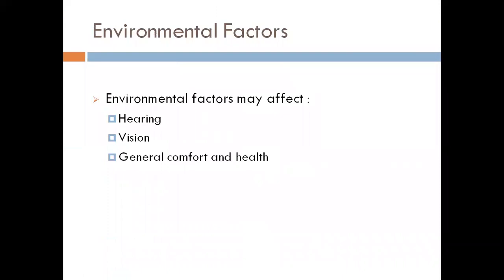Environmental factors may affect hearing, vision, general comfort and health. Suppose there is a sound system which is very loud near your work area, it will affect your hearing. If some sunlight or lighting inside the workspace is directly falling on your eyes, or the brightness of the computer screen is very high, then it will also affect your eyes. For general comfort and health, the chair on which you are sitting should be very comfortable and adjustable.